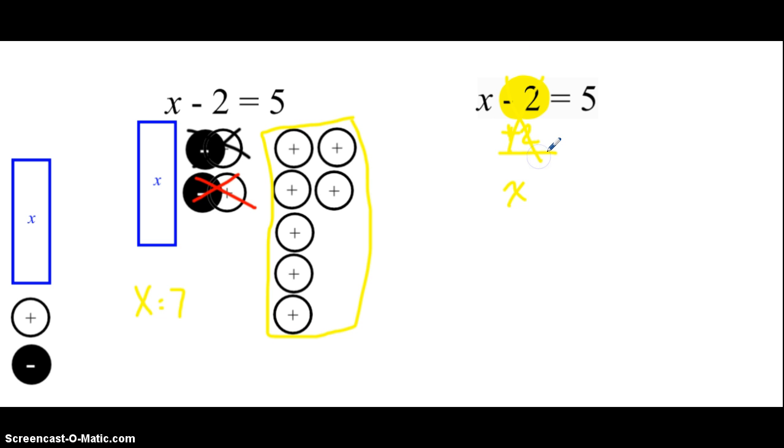Essentially, these two cancel each other out because they're inverse. But whatever we do to one side of the equation, we also have to do to the other. So I'm going to do 5 plus 2 here, and x proves to me that x is equal to 7. And so you see that either way we go, we get the same answer.